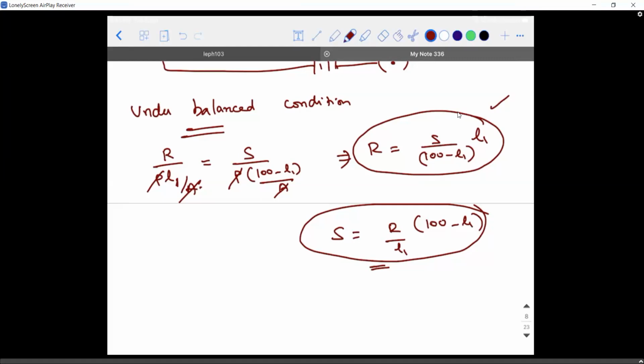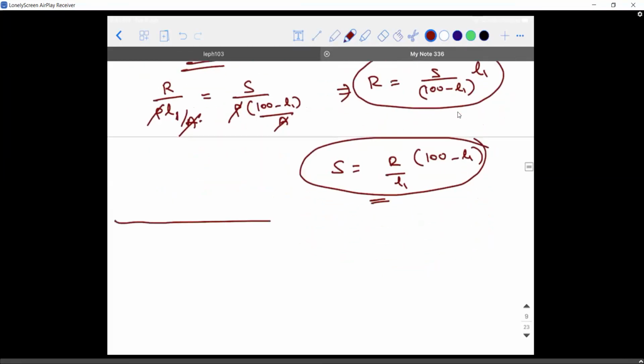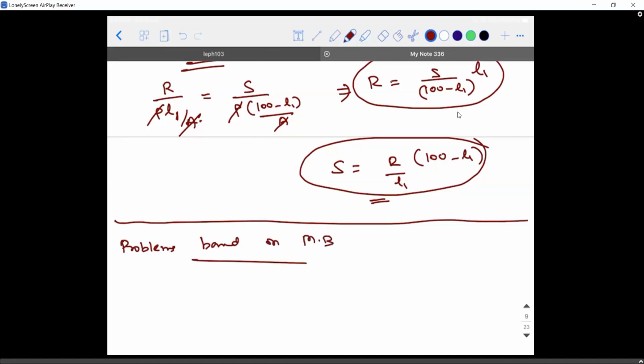With this, we have completed the major portion of this chapter. The only things left out are cells in series and parallel, resistors, and color coding of resistors. Third is the potentiometer. As I told you, I'll explain the potentiometer after you do the experiment. Then you will understand, because that's a slightly complicated one. Shall we do some problems? Problems based on meter bridge.